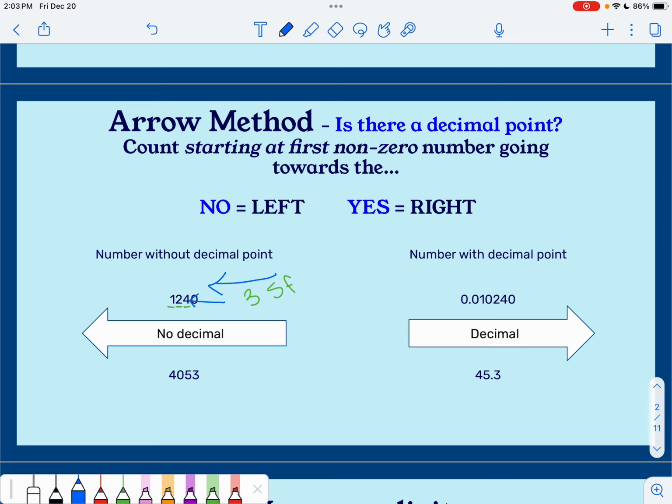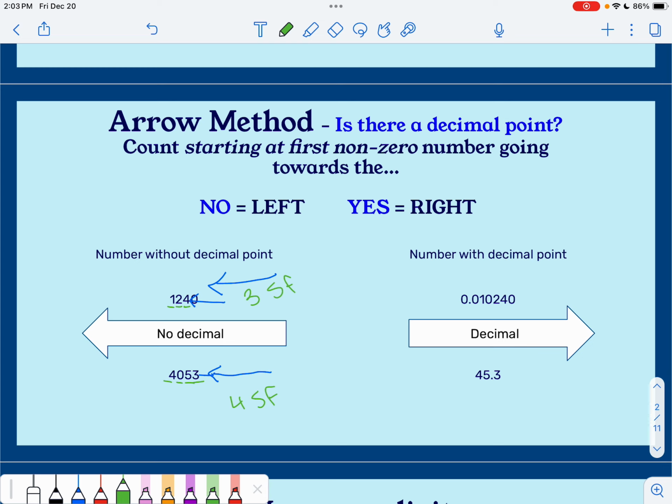Now let's do the next example. We're going to the left because there's no decimal point. Left is wrong. Left is no decimal. So we're going and we hit the 3 right away. So let's start counting because we hit it right away. 1, 2, 3, 4. 4 significant figures. So that answers the first two.